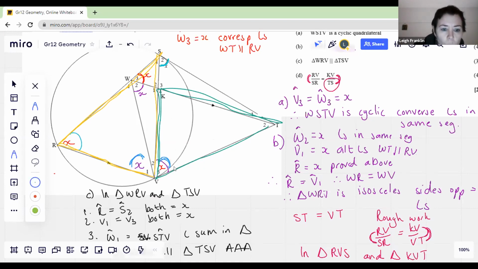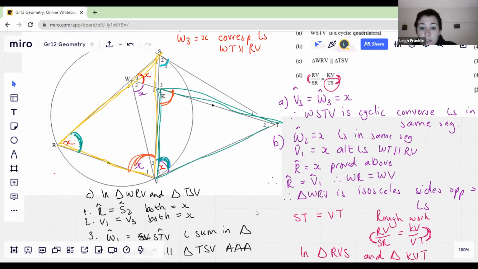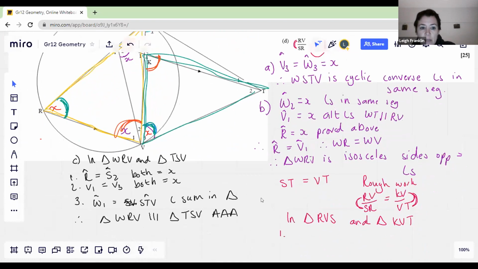We can see that this angle over here, V3, is equal to X, and R is equal to X, right? So these angles over here are equal to one another. Let's just get rid of this color. Then I can see alternate angles. Can the rest of you see alternate angles? So this angle over here, K4, is equal to this angle over here, V1 and V2. Can you see that? So we would be able to prove that those triangles were similar to one another.